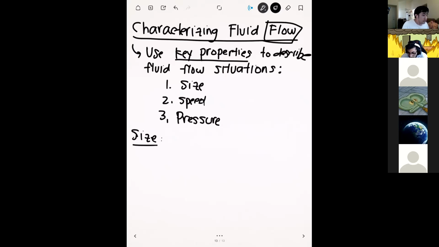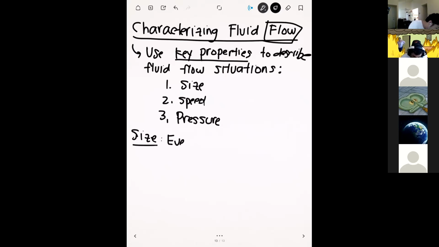So let's start with size. This is probably one of the biggest things, because if you go up to someone and say I have a fluid flow, that doesn't really tell you anything about it, right? That could be flow in the Hoover Dam, or it could be flow of blood in your body, right? So the first thing you have to do is describe what are the size scales of the flow that you're considering.